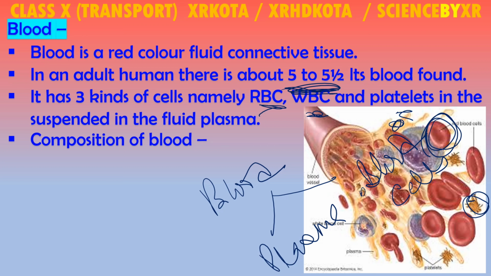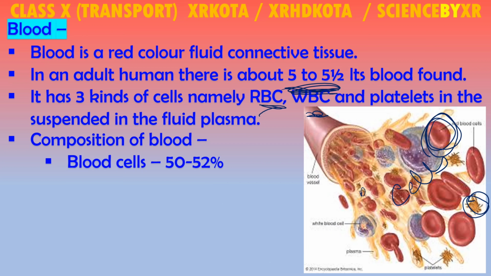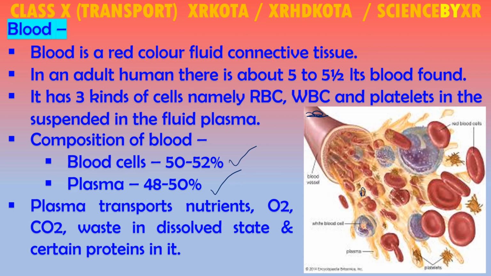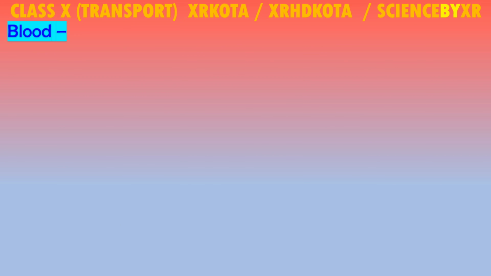If we talk about the composition of the blood, then the blood has around 50 to 52% blood cells, whereas 48 to 50% is plasma. The main function of plasma is that it transports oxygen, nutrients, carbon dioxide, waste material and other dissolved substances. Now, the functions of blood.